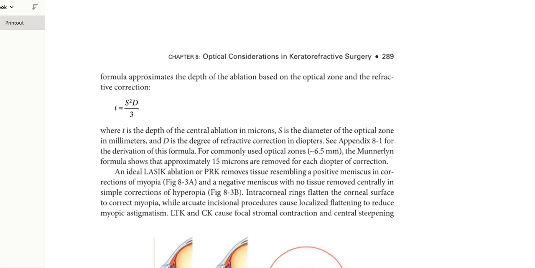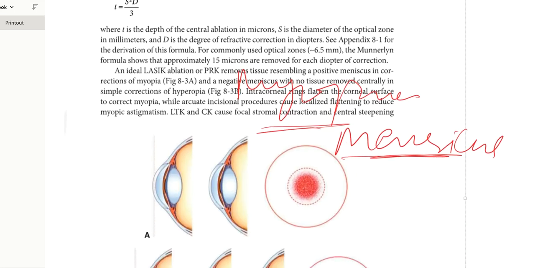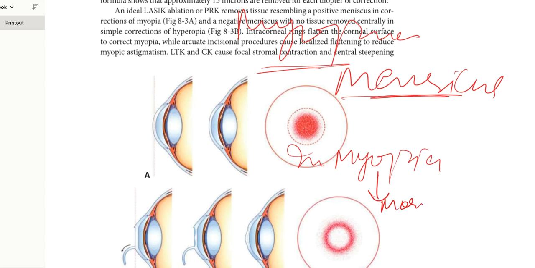Remember that what will be the meniscus in case of myopia and hyperopia. Okay, myopia and hyperopia meniscus. In myopia, more tissue is removed centrally.